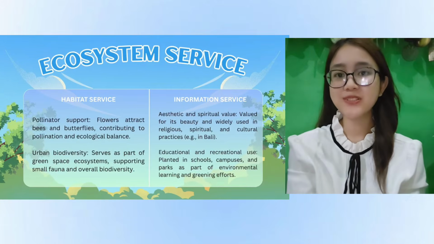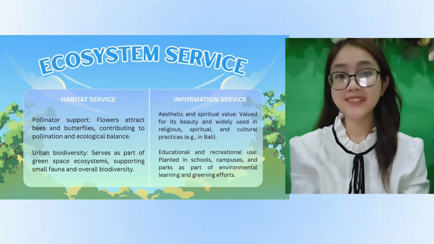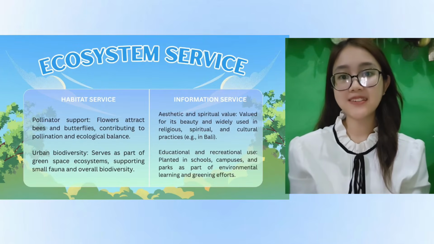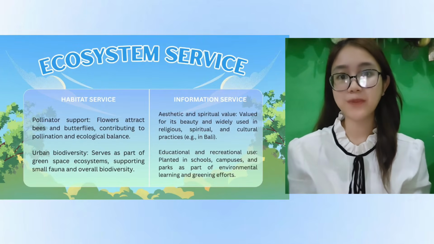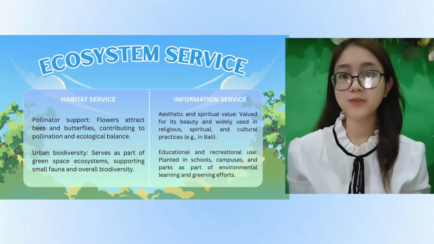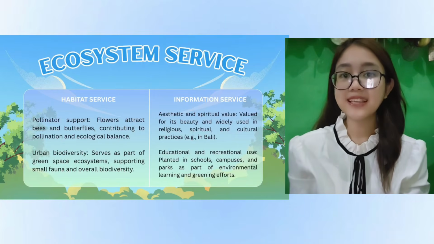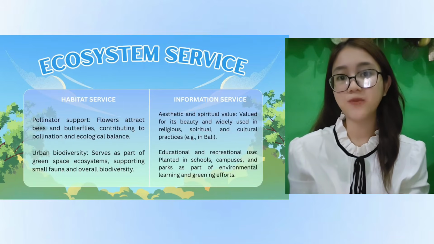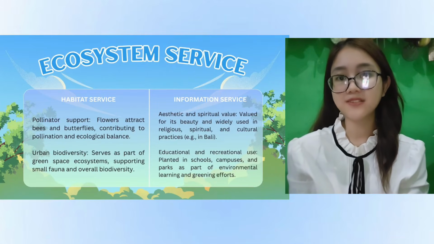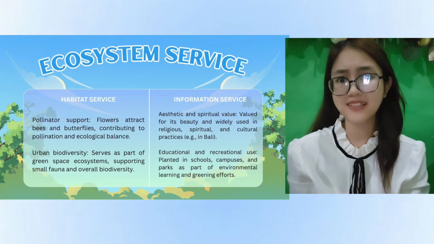Let's continue with the other 2 types of ecosystem services provided by frangipani tree: habitat and information services. Third, habitat services. For pollinator support, flowers attract bees and butterflies, contributing to pollination and ecological balance. For urban biodiversity, serves as a part of green space ecosystem supporting small fauna and overall biodiversity. Last, information service. For aesthetic and spiritual value, valued for its beauty and widely used in religious, spiritual, and cultural practices, for example in Bali. For educational and recreational use, planted in schools, campuses, and parks as a part of environmental learning and greening efforts.